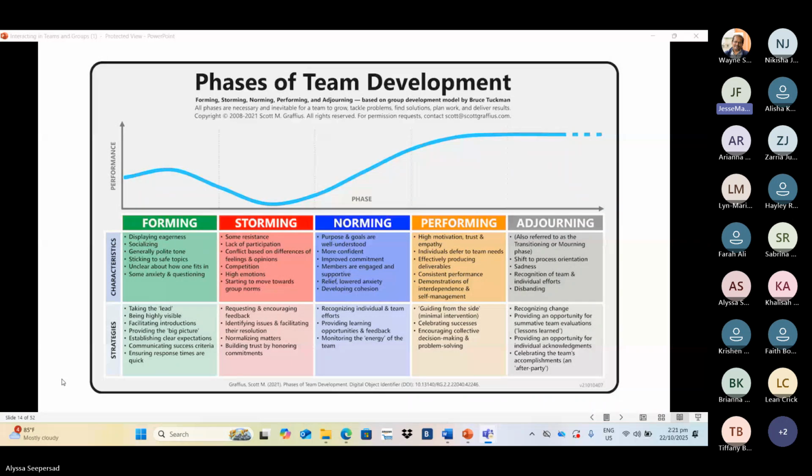Performance then picks back up going into the norming stage, and then it peaks at the performing stage, as this is where members are now more independent and they have trust in each other to effectively complete their tasks. And at the adjourning stage, the performance breaks away. You see the broken line, and that is that.